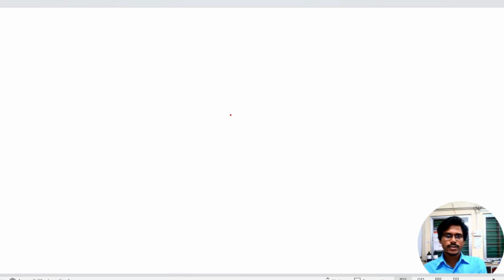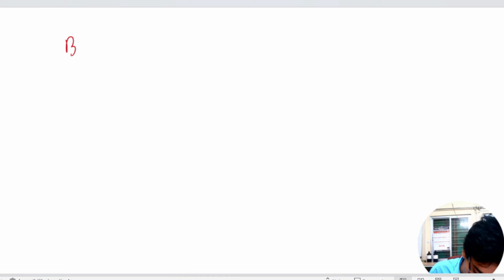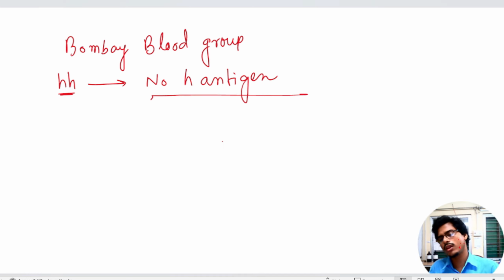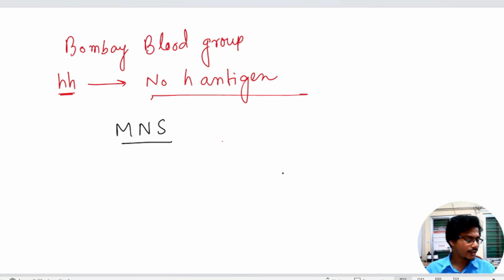Okay, let's go to two special types of blood group. One is the Bombay blood group, which has no H antigen. This is the Bombay blood group, and it occurs in small populations. Along with that, there are some other types of blood group systems, like the MNS system. These are rare, and all depend on different kinds of antigens.